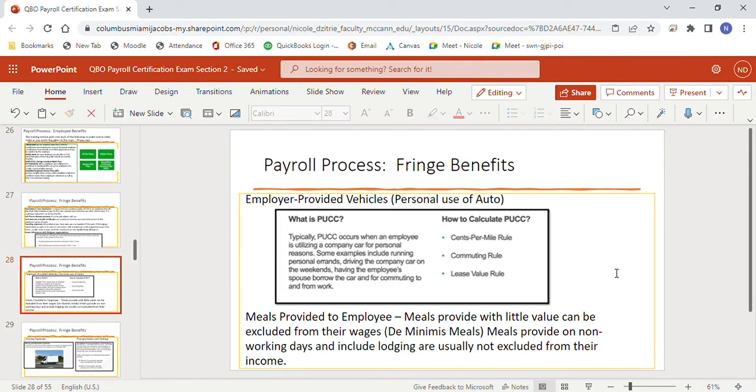Meals provided to employees. Meals provided with little value could be excluded from their wages. It's called the de minimis meal, and I talk about it a little later. Actually, I have a list of them that would be excluded.